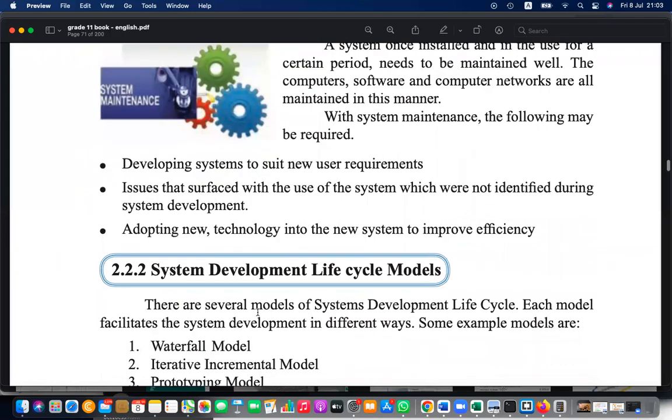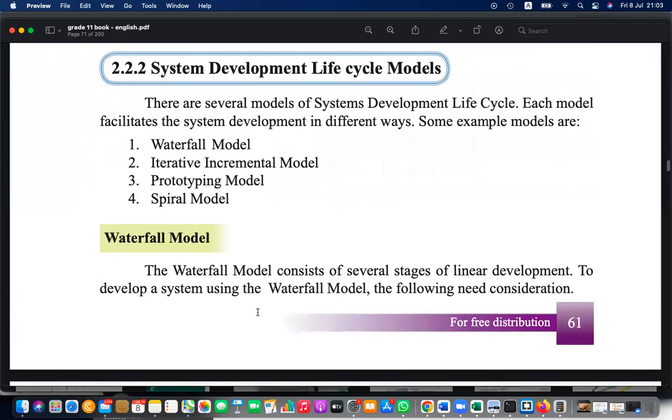So what are the reasons for maintaining a system? What do you think? There are some reasons. Time to time requirements are changing. Today's requirement is not yesterday's requirement. It can be a different set of requirements. Therefore, the system needs to be updated to cater to those changing requirements.